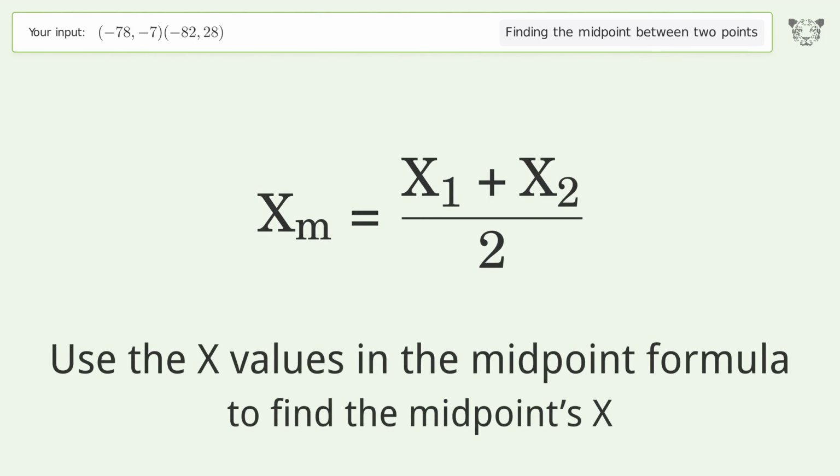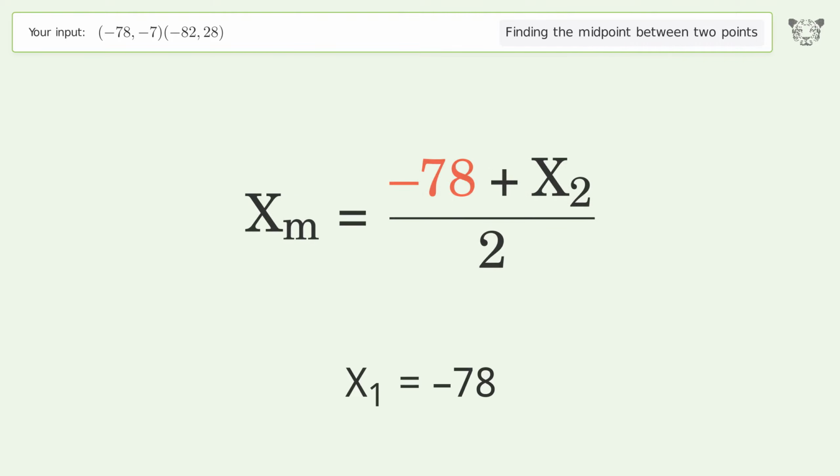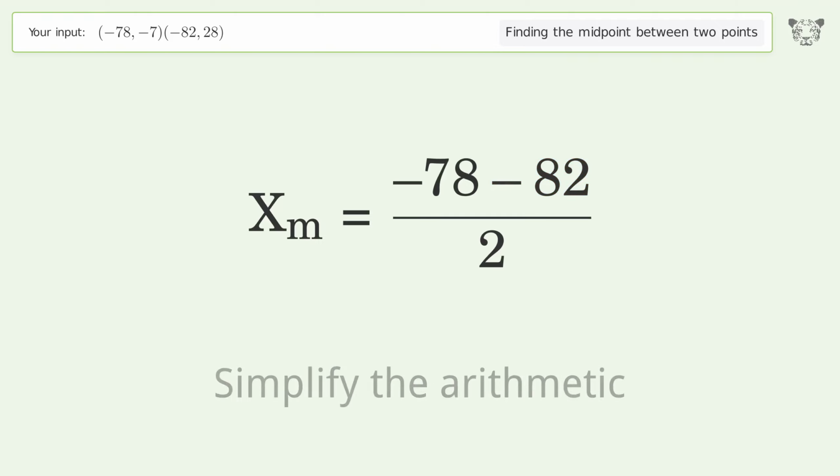Use the x values in the midpoint formula to find the midpoint's x. x1 equals -78. x2 equals -82. Simplify the arithmetic.